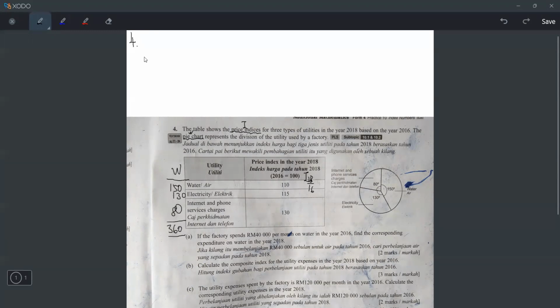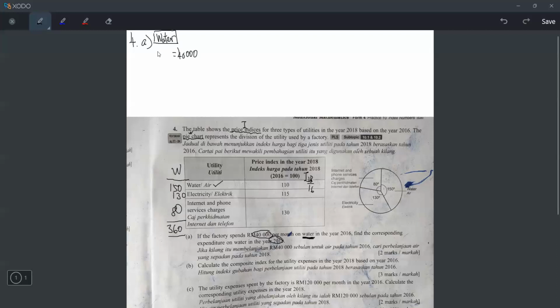Okay, now we can go to A. So A, let's read the question. If the factory spends 40,000 per month on water in the year 2016, find the corresponding expenditure on water in the year 2018. Read the question: water means I need to use this, water. So I will write, this one is for water. Means I won't take the average. I will take just water. All right. So if the factory spends 40,000 in the year 2016, means the 40,000 is what?